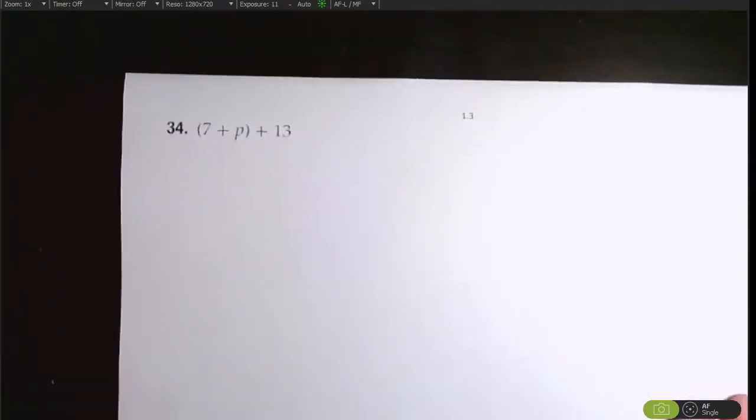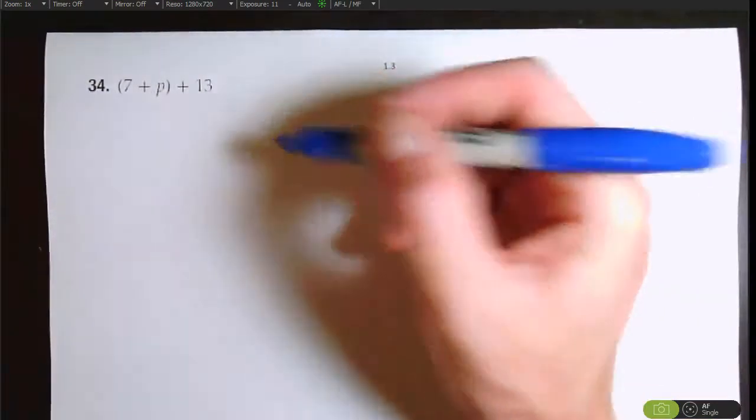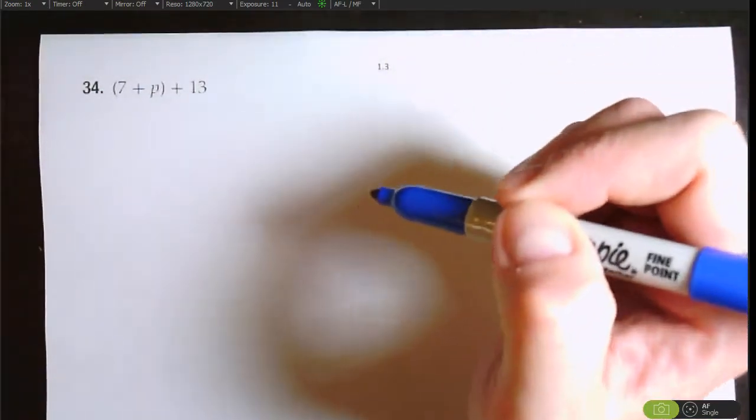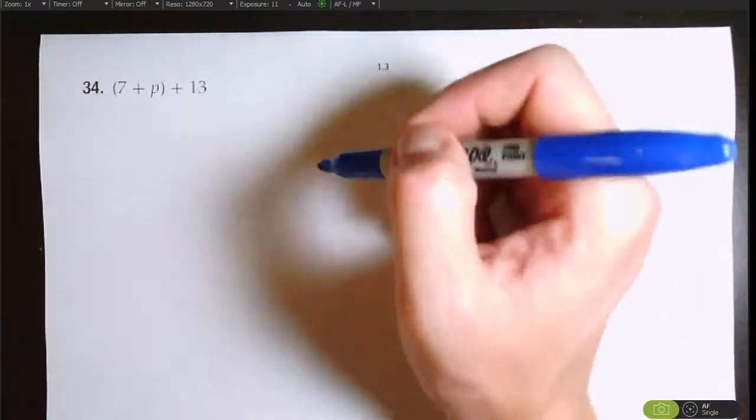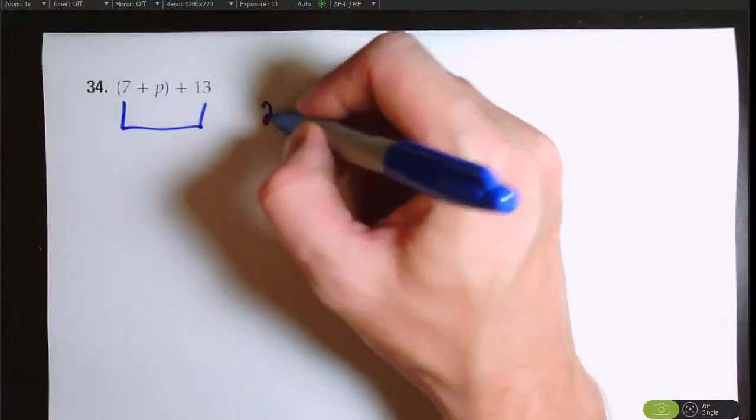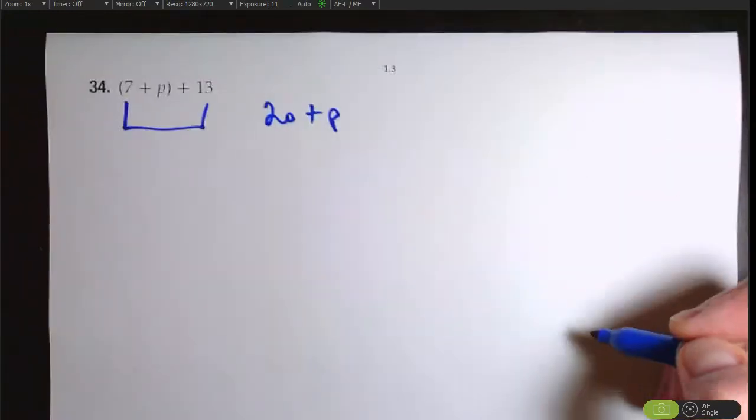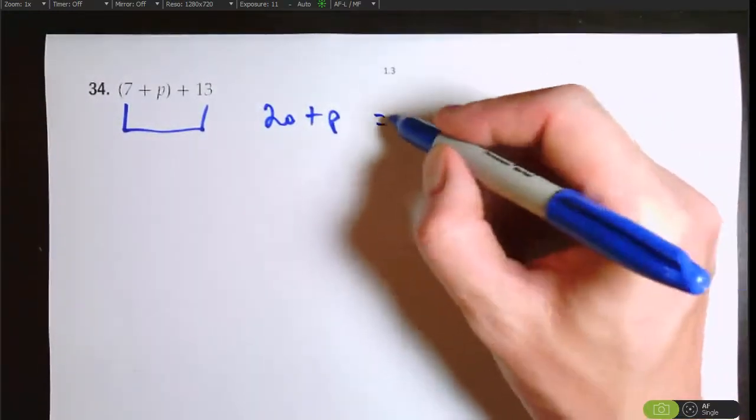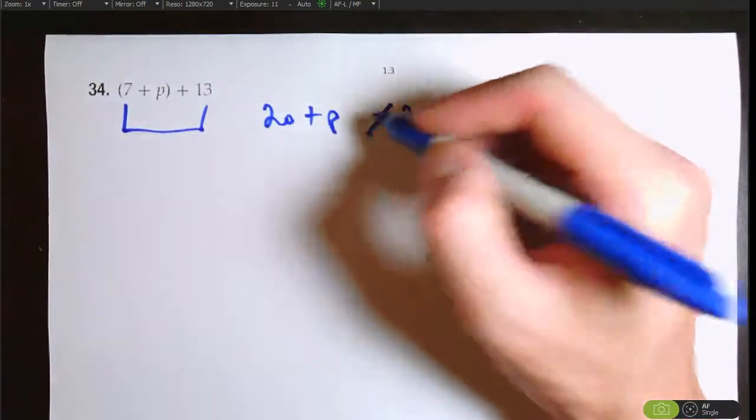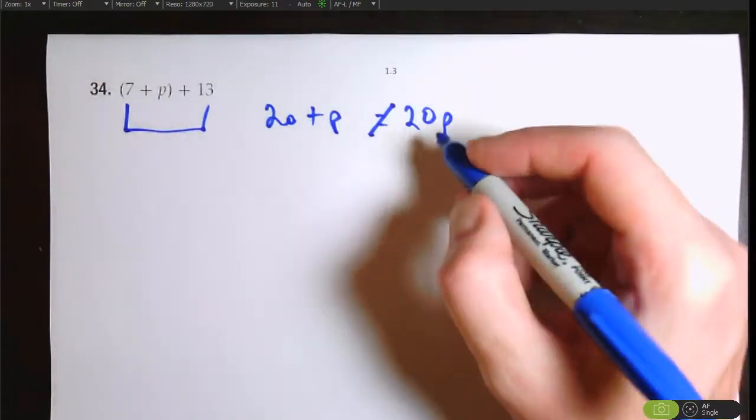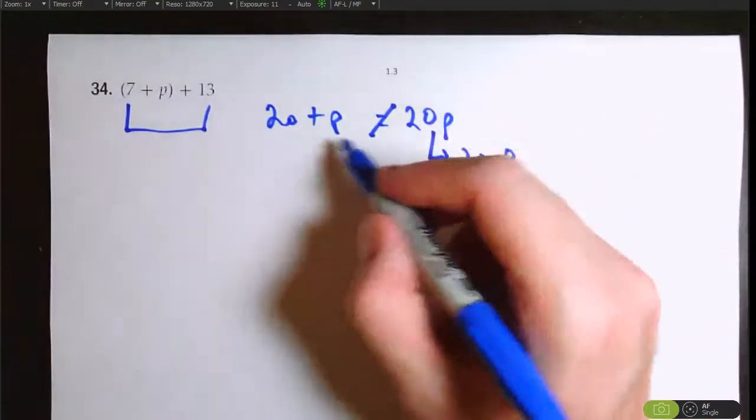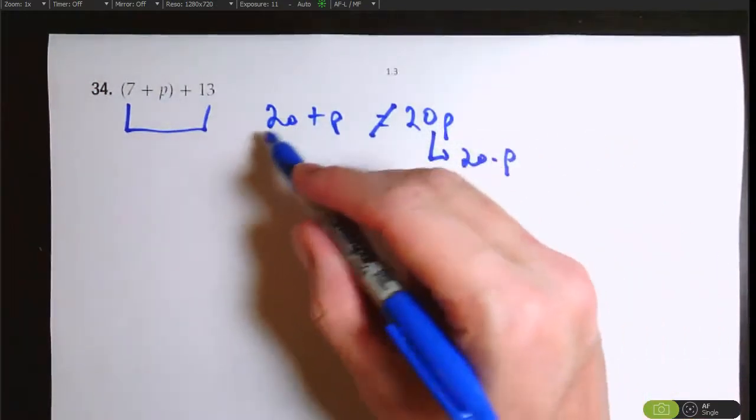And then last one is number 34. And this is always tricky because it's adding up terms, and the initial idea is like, oh, 7 plus 13, that's easy, 20. And then to say 20 plus p equals 20p, which it does not, because 20p really means 20 times p. And I'm not multiplying the 20 and the p together over here, I'm adding it.